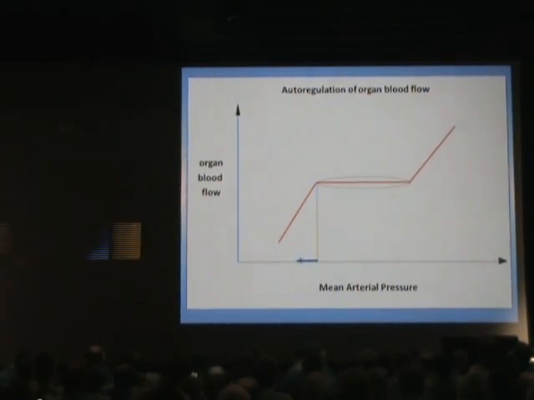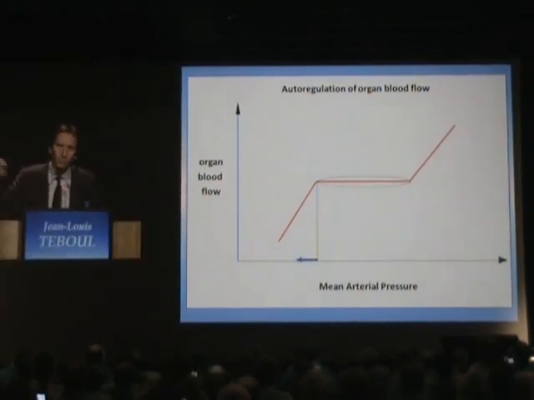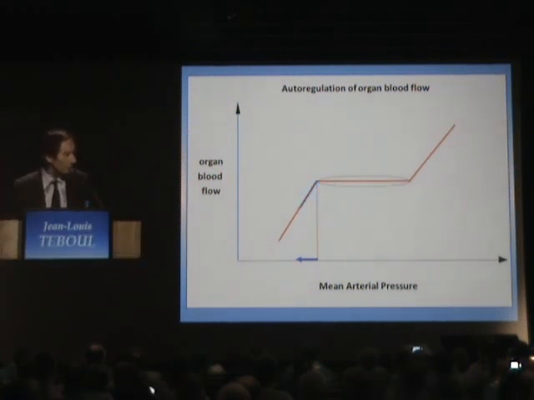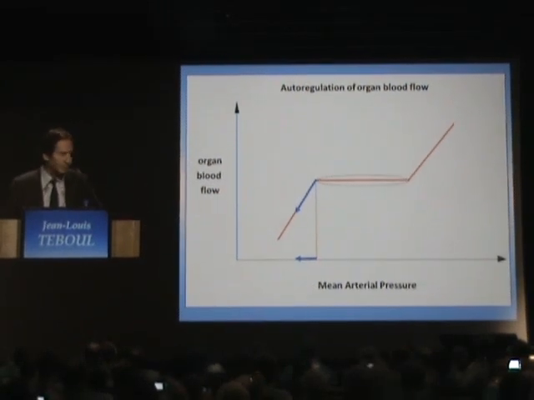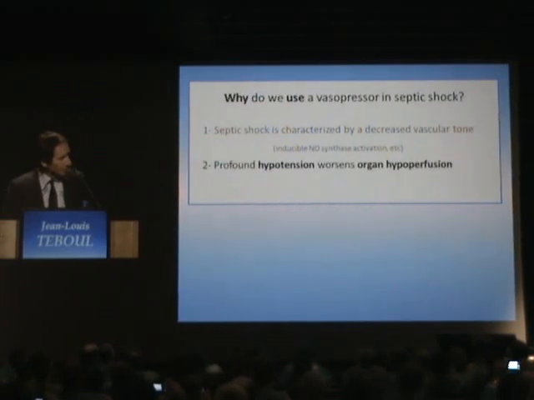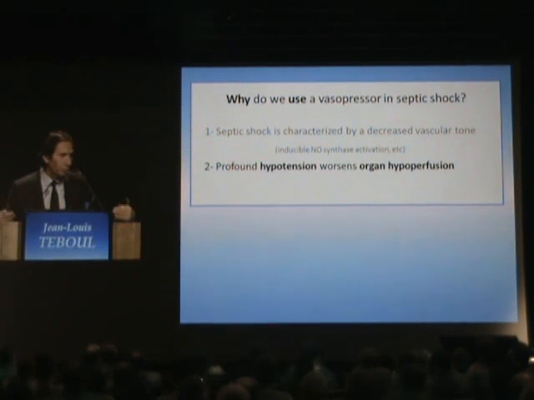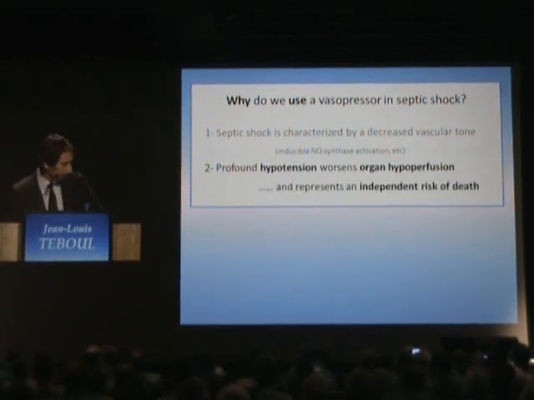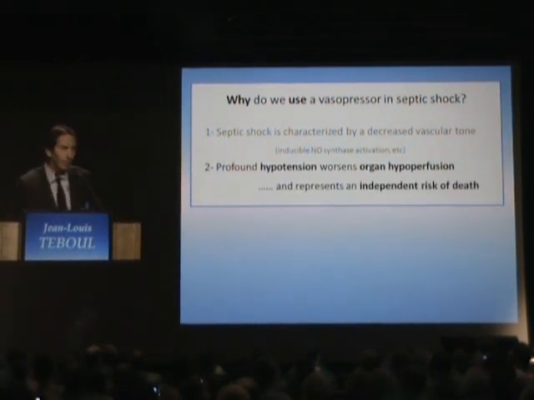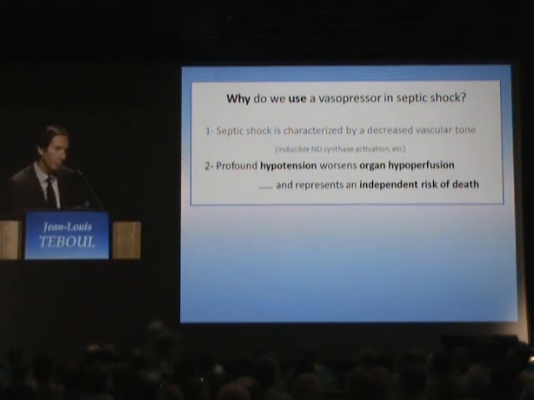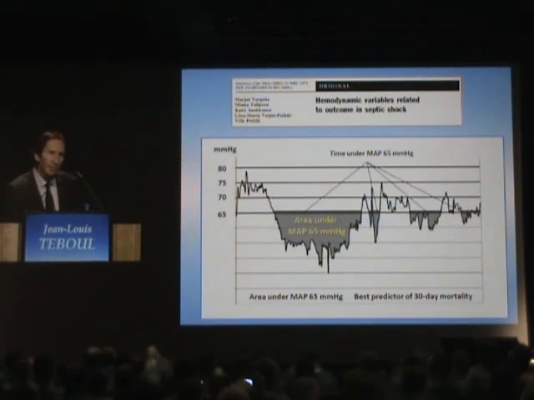But if blood pressure decreases below a certain critical level of mean arterial pressure, then organ blood flow decreases as well. And this could be the case for the kidney, for the brain, etc. So this is why profound hypotension per se worsens organ hypoperfusion. And this represents an independent risk of death. And we know that from many studies.